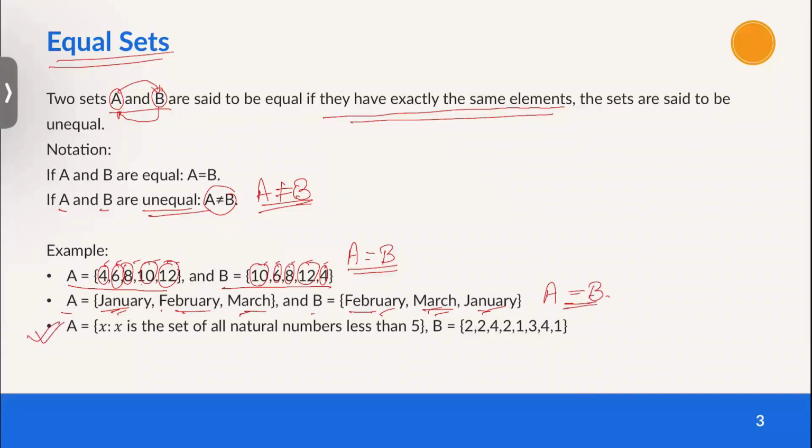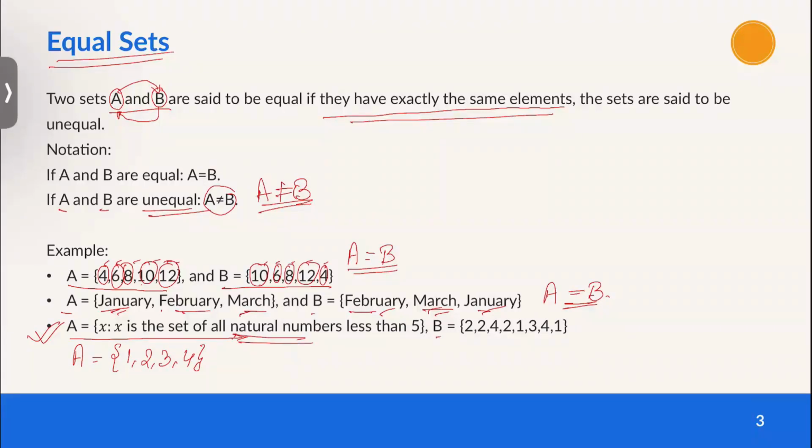In the third example, we have to see what is A and what is B. So A here is written in the set builder form. First, we have to write A in the roster form to understand it better. So it is saying x such that x is a natural number less than 5. So what are the natural numbers less than 5? 1, 2, 3, 4, 5 will not be there. And 0 will also not be there because 0 is not a natural number. So this is the set A.